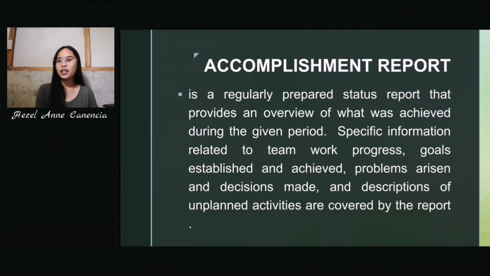An accomplishment report is a regularly prepared status report that provides an overview of what was achieved during the given period. From the word accomplishment, it is a report of the status of our community project. It provides an overview or summary of what was achieved during the implementation. It provides specific information related to teamwork progress. It is something like a timeline of what was achieved from the proposal up to the implementation. It also includes the goals established and achieved.